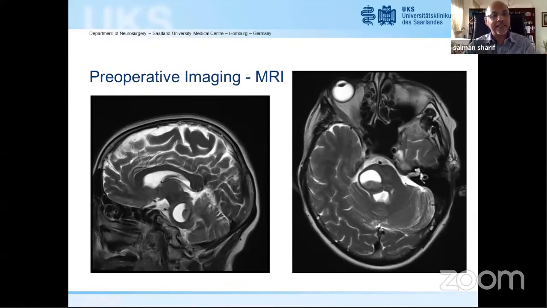Okay, Peter is asking, how about a stereotactic biopsy? Wow. Stereotactic biopsy in a cyst. I think the likelihood that you don't get a good result is quite high. Okay, Khalid, yes, go on.